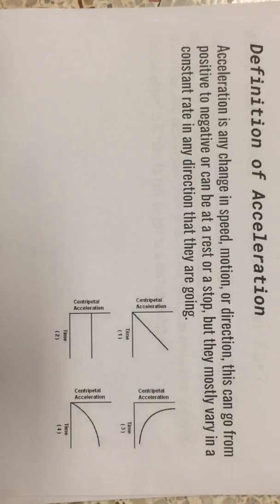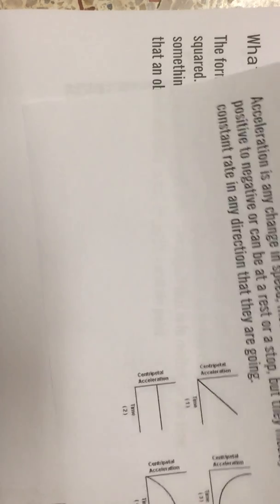Definition of acceleration. Acceleration is any change in speed, motion, or direction. This can go from positive to negative, or can be at a rest or a stop, but they mostly vary at a constant rate in any direction that they are going.